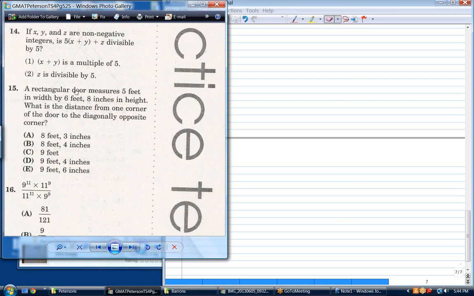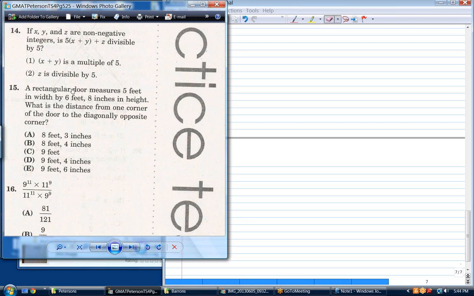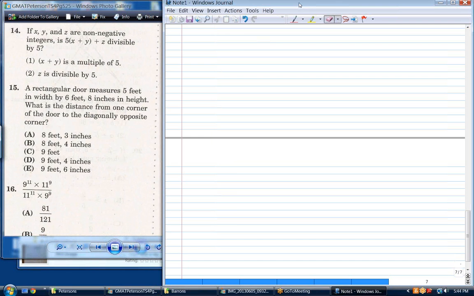Okay, so it says X, Y, and Z are non-negative integers. And then, is 5 times X plus Y plus Z divisible by 5? Is that divisible by 5?